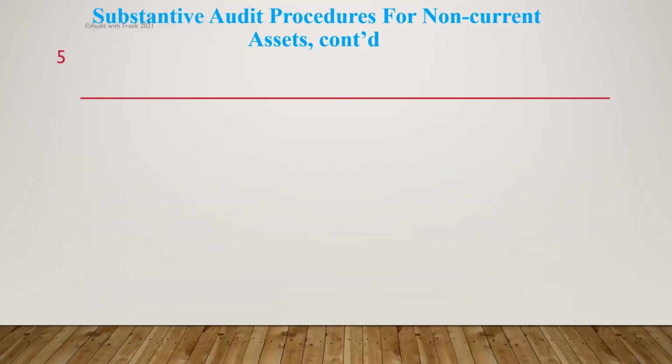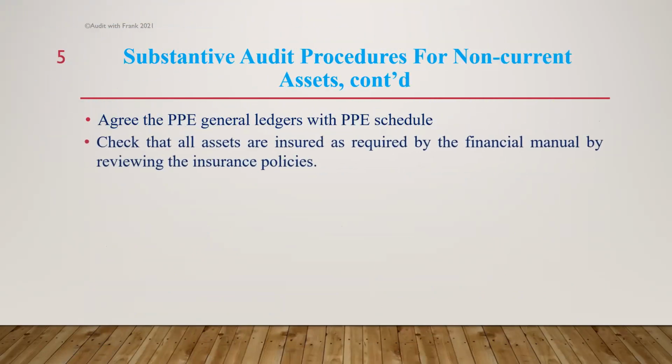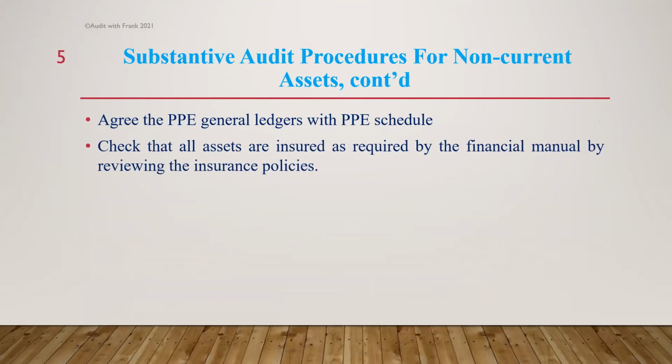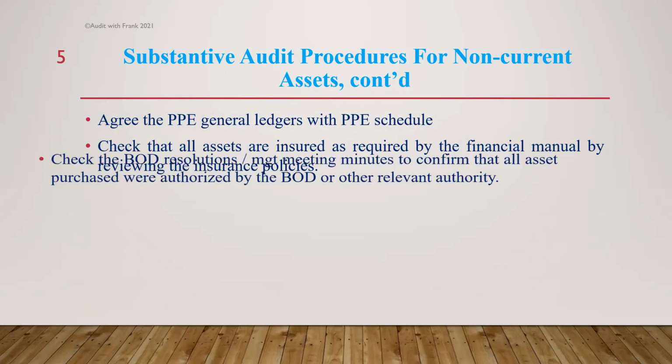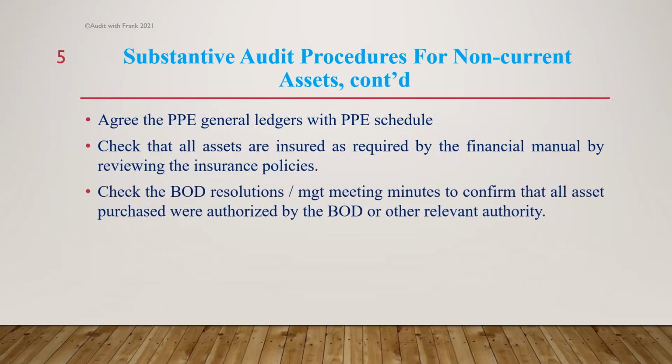Then also you need to agree the ledgers for property, plant and equipment with the PPE schedule to confirm that these assets are completely recorded in the schedule and they exist, of course. And also you must ensure the assets are insured by checking the insurance policies. Because if these assets are not insured, it may be hard to get compensation in case there's any problem like fire or they are lost and such kind of eventualities happening.